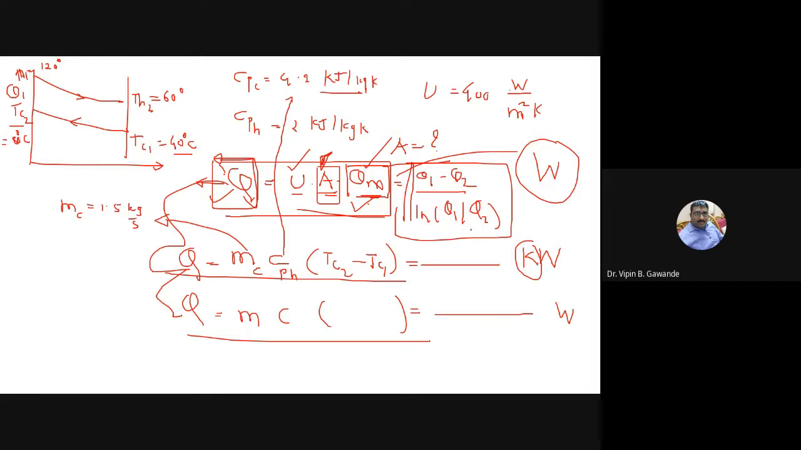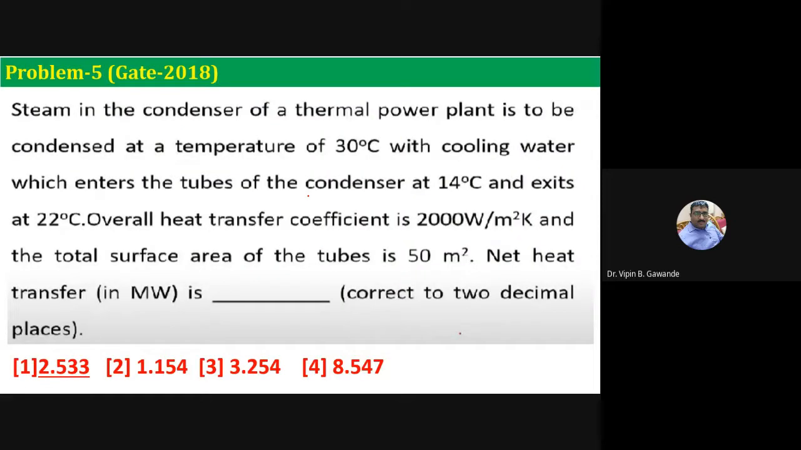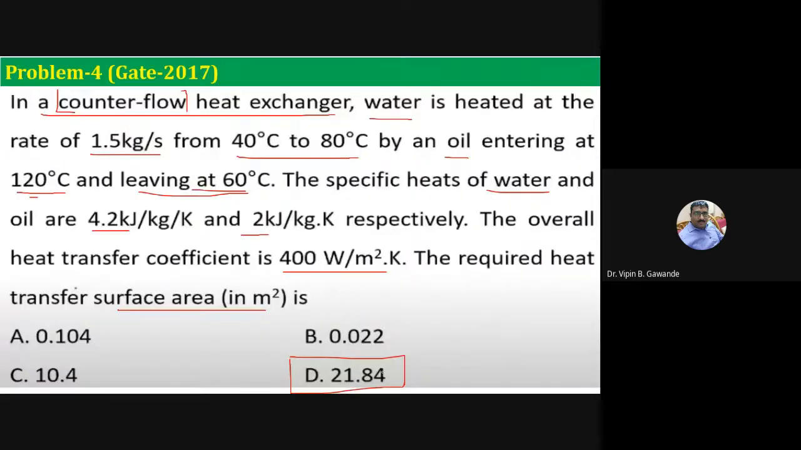So we can calculate the values here. Put the values, and you have to remember here, q you have to convert into watt, because it will come in kilowatt, because Cp is given in kilojoule per kg Kelvin. Convert that into watt, and you will get the answer. The answer will come as 21.84. So this is the solution for this problem.